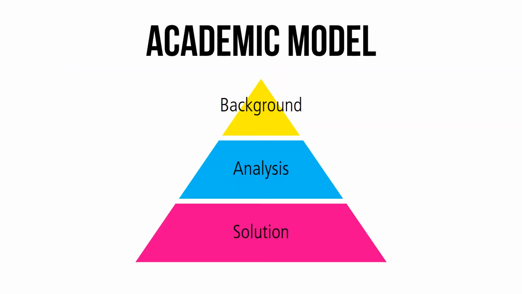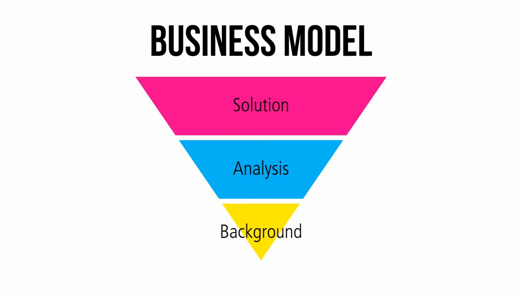The academic model of writing introduces a concept with background information, provides analysis, and then recommends a solution. The business model turns that on its head, providing the solution first, the appropriate content and analysis, and finally the background and conclusion.